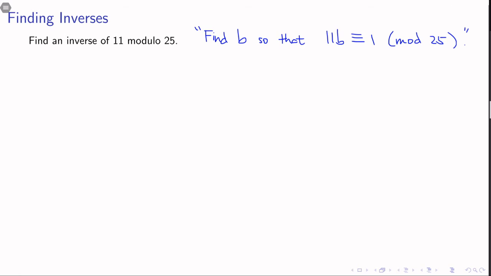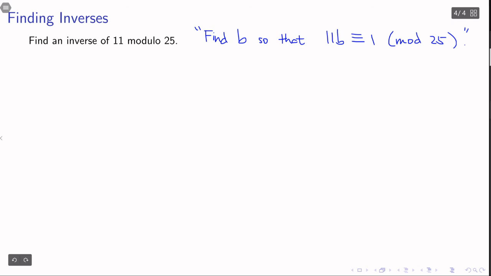And if you have enough time, right, you can plug in b equals 0, b equals 1, b equals 2, and so on until you get to a product of 1. And you just have 25 numbers to check there. But you can do it that way. But let's do it systematically here.